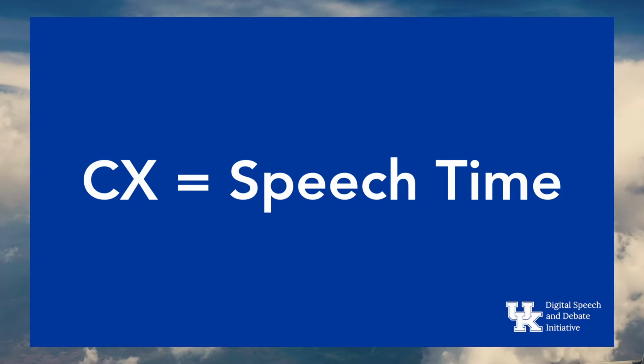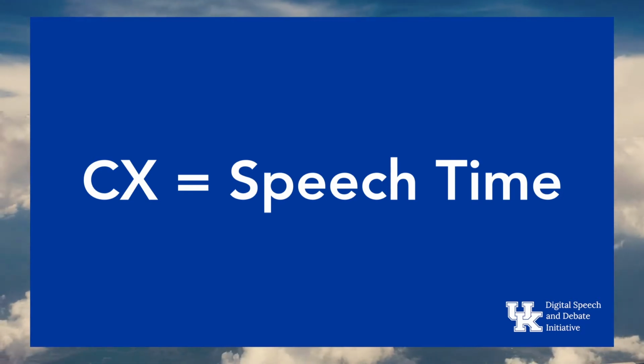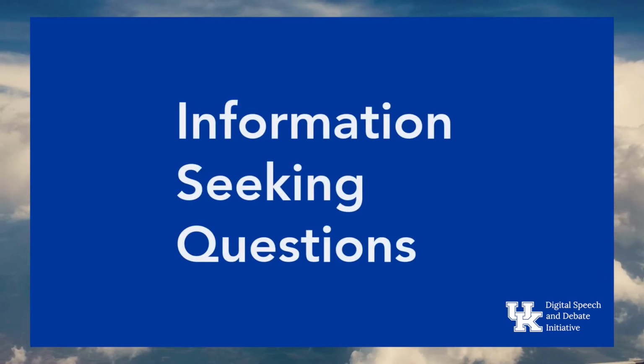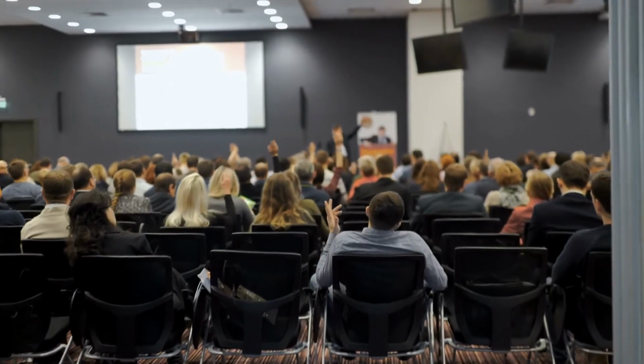It means you have to have a plan. It means it's time that can be used to advance your arguments in front of the judge. There are two types of questions you can ask in crossfire. The first is information-seeking questions. These are questions that merely seek to clarify something your opponent said.